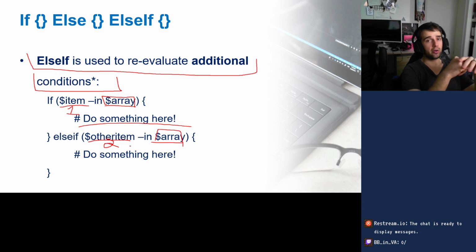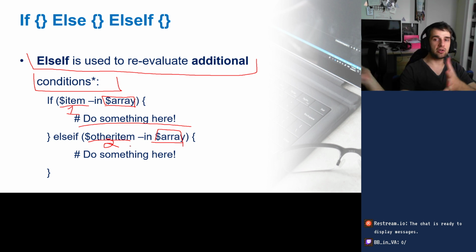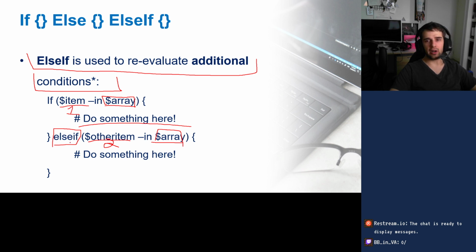So if it's 1, I want to create a file. If it's 2, I want to send a message to the user. That's a really good example of how an else if functions. One of the things you can see here is you have an else if, and it always comes directly after an if statement. So the flow is an if, then an else if, and then an else.